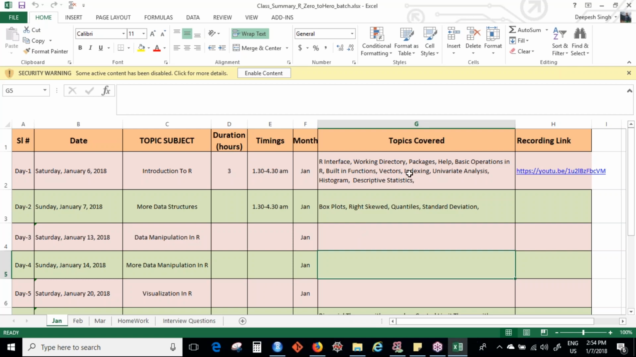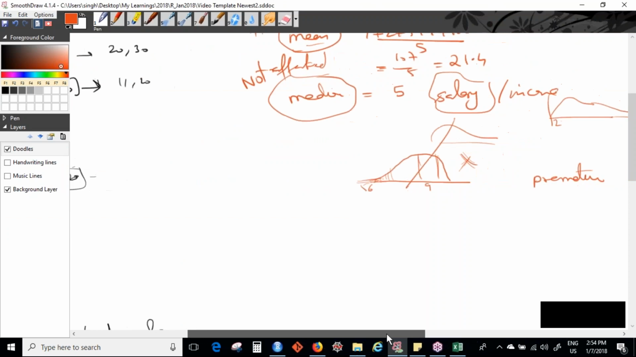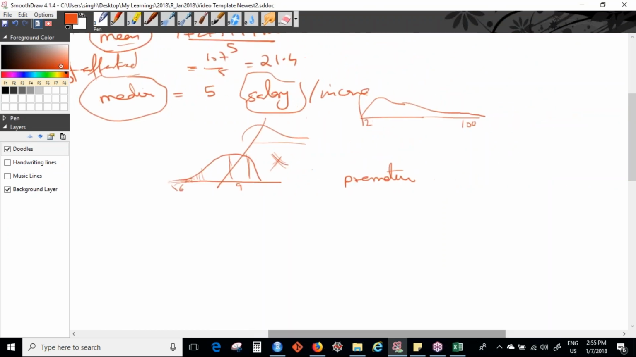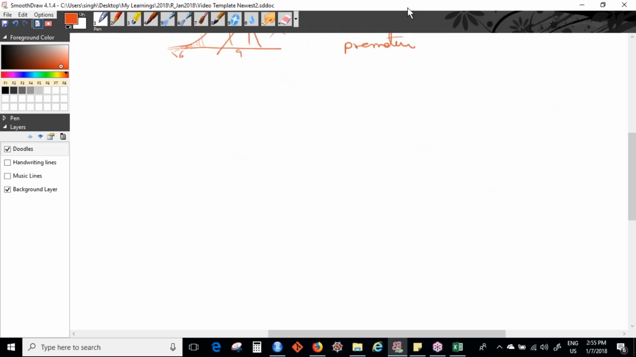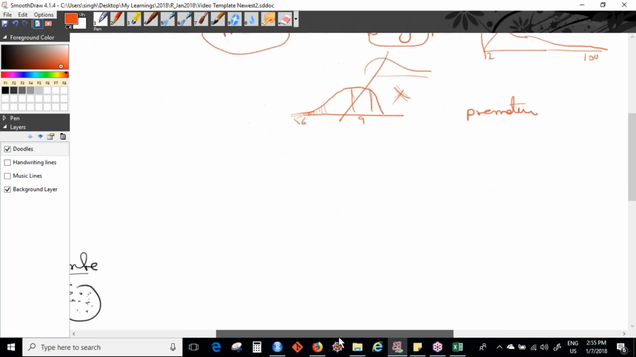So indexing is done. Univariate analysis, histogram. Okay, so that is all that we covered yesterday. So now we can move ahead with today's topic. Any doubts, guys, so far? Tell me if you have any doubts, or we will start with today's topic. We have already started actually. We covered a few new things today that were not covered.